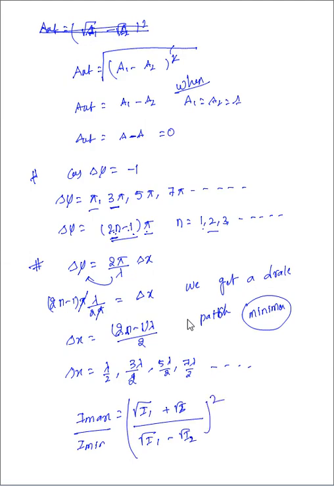So I max by I min equals (under root of I1 plus under root of I2) whole square divided by (under root of I1 minus under root of I2) whole square. I can write it like this. Every year at least one question is going to come from here.